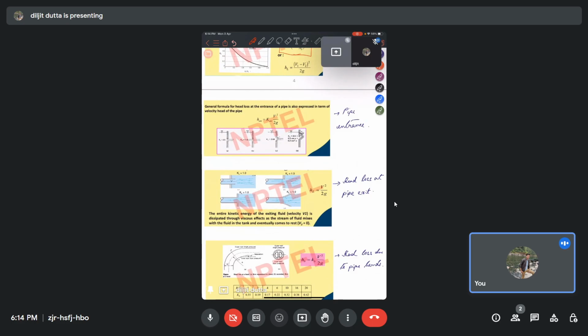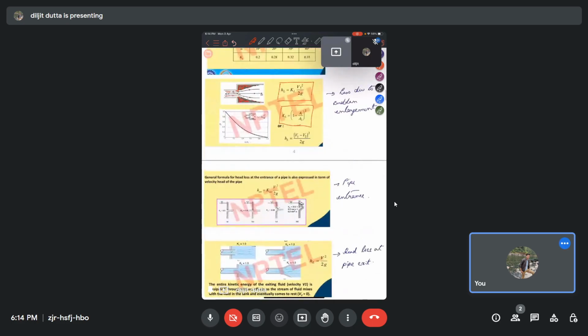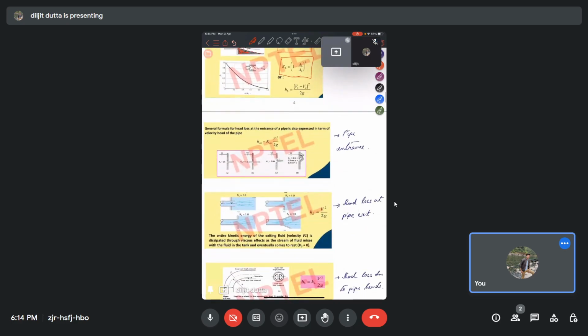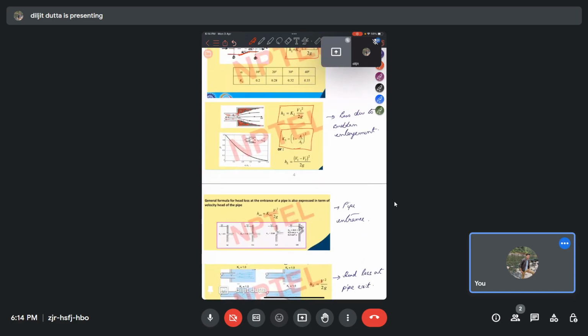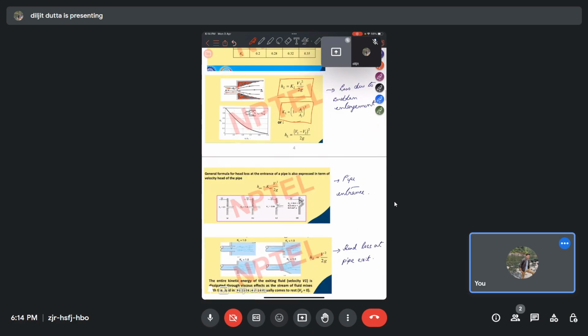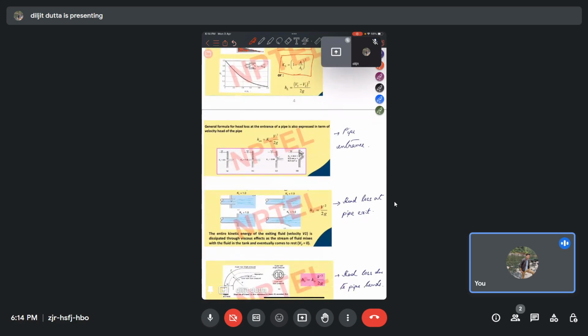Now, this was all about sudden expansion and sudden contraction, or gradual expansion and gradual contraction. Similarly, if there is a gradual expansion, the losses will be less. Now, there is a need to find out what the head loss is when there is a pipe entrance.